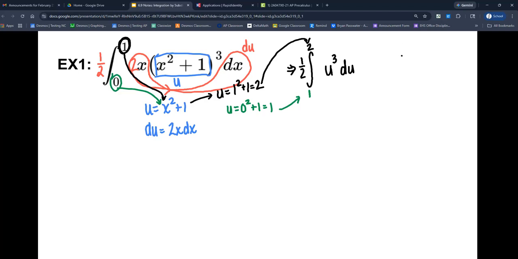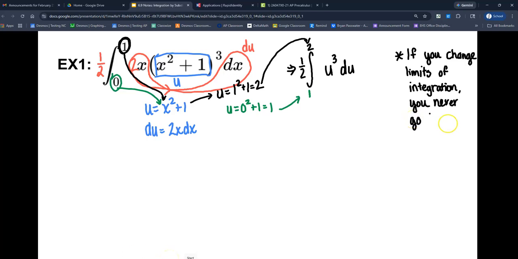So I'm going to make myself a note over here. If you change limits of integration, you never go back to x's. It's something we could have done on that problem that we did yesterday. We hadn't been there yet, so I didn't encourage it.